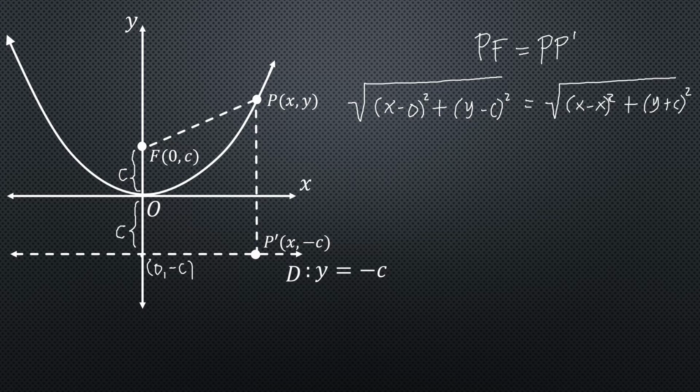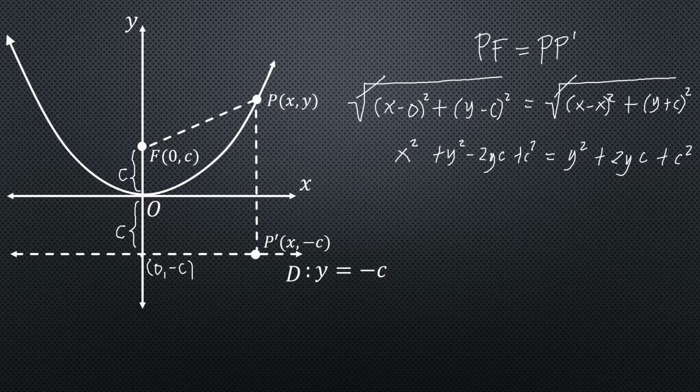Now we can get rid of the radical symbol right away by squaring both sides. Then we can have x squared plus y minus c squared, which is y squared minus 2yc plus c squared. On the right hand side, x minus x is 0, so we have y plus c squared, that will be y squared plus 2yc plus c squared.